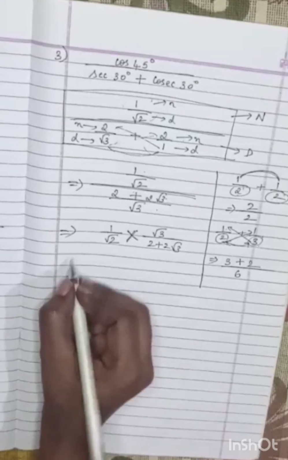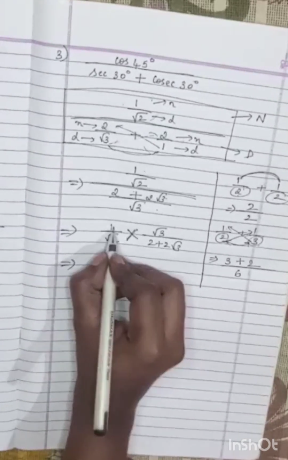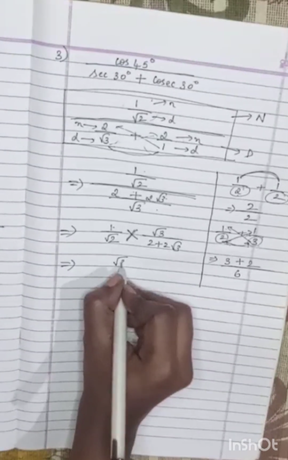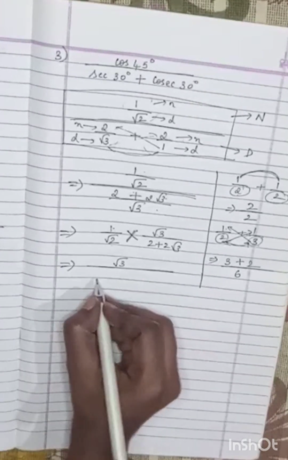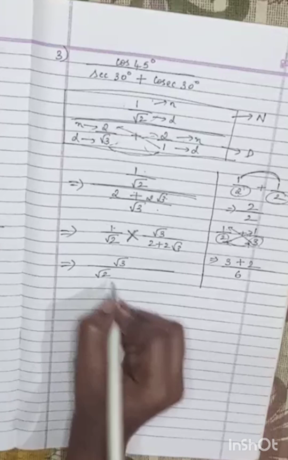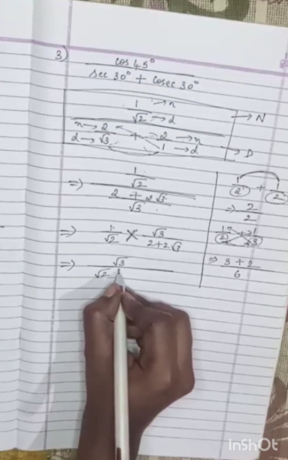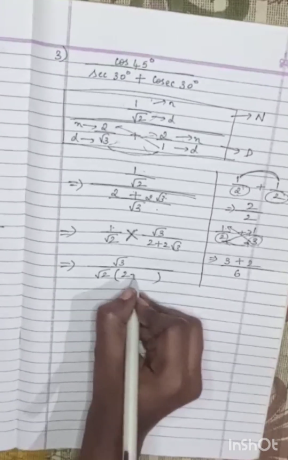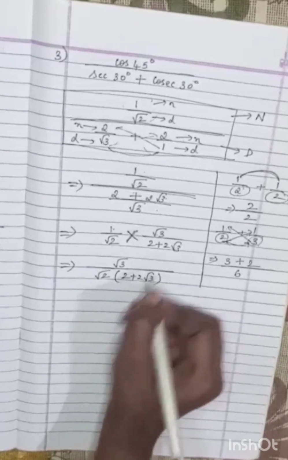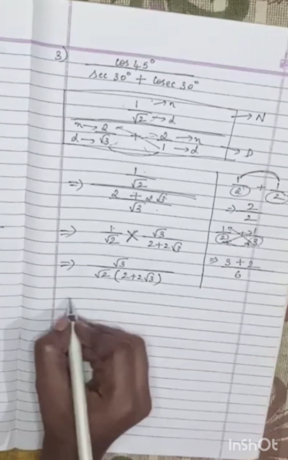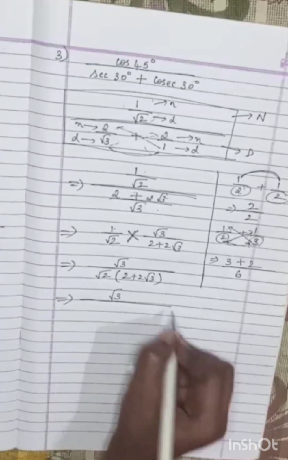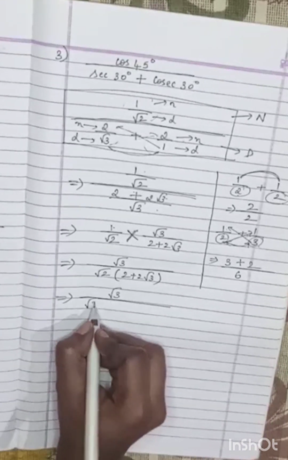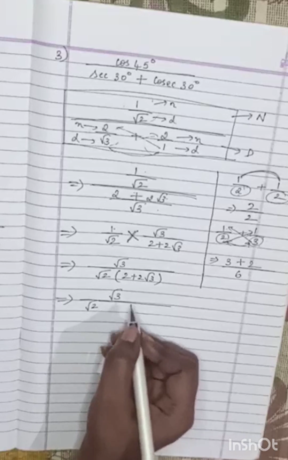Done? Now 1 into root 3 is root 3. Now next we have root 2. Let me keep root 2 multiplied to 2 plus 2 root 3. The same thing I have written. Done. Now next step is root 3 by, I'll keep root 2 as it is.